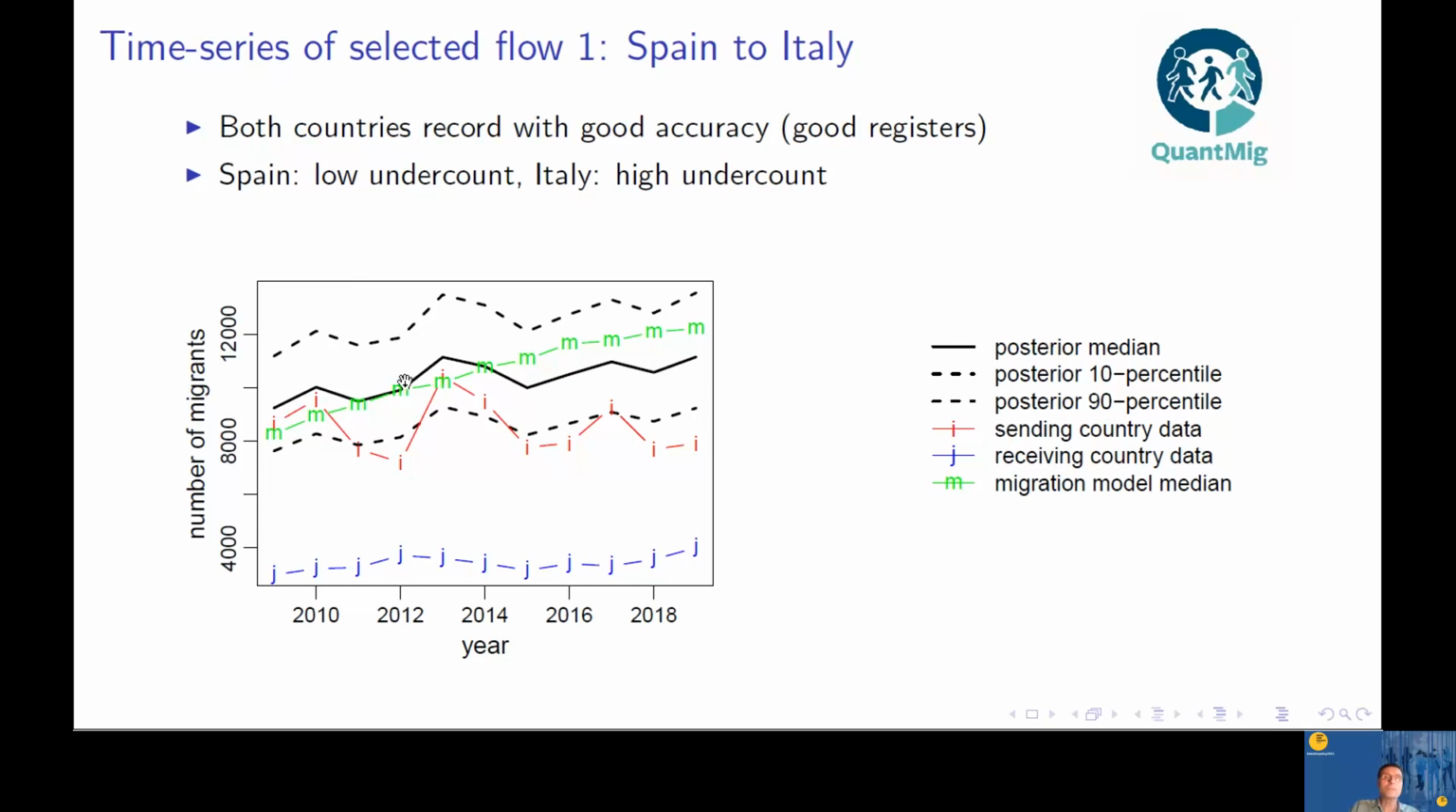The posterior distribution can be thought of as a weighted combination of information from the sending country, the receiving country, and the migration model, where the weights depend on the precision or accuracy of the models and the collected data. So what we're seeing here is that because the data from Italy is categorized as relatively accurate, the posterior median of the flows is following that trend. It goes up when the Italian data went up, and it goes down when the Italian data go down.